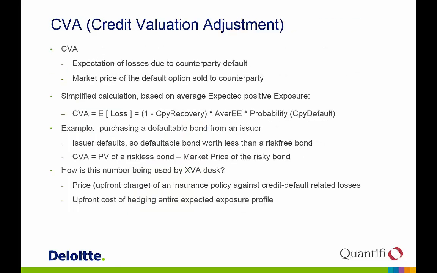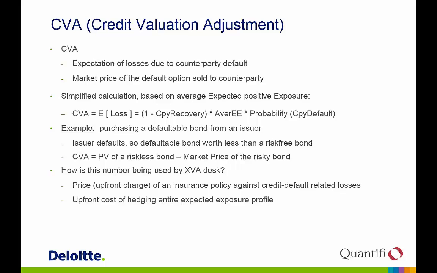With this, I will go to the different valuation adjustments you have to take into account. So to consider the counterparty credit risk, credit valuation adjustments, that's the expectation of losses due to the fact that your counterparty might default. You could also interpret CVA as the market price of the default option sold to the counterparty.